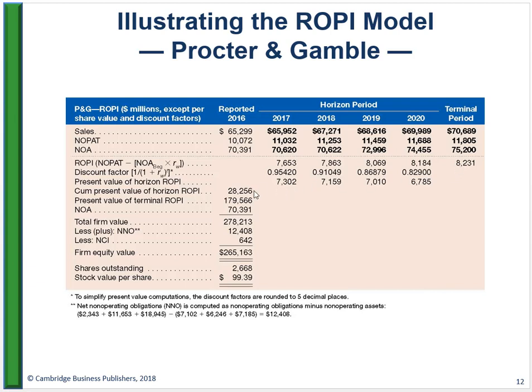Discount the present values of years 17 through 20. Discount the present value of the terminal calculation. We're going to add the net operating assets to get a total firm value. Subtract net operating obligations less non-controlling interest to calculate firm equity value. Firm equity value here, 265 billion, divided by shares outstanding, yields a price per share based on this ROPI model of 99.39. We'll compare that to Procter & Gamble's actual price today to determine whether or not P&G is overvalued or undervalued.